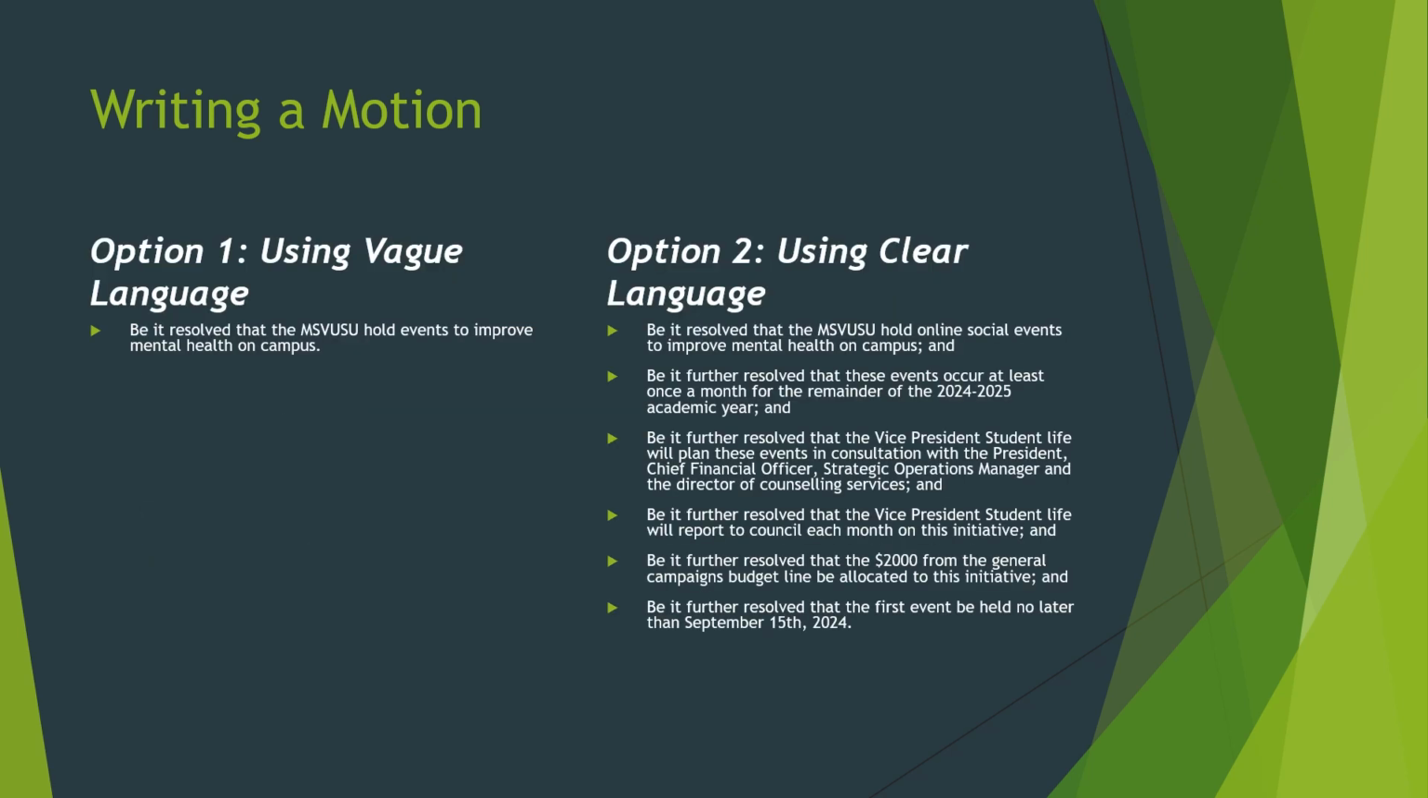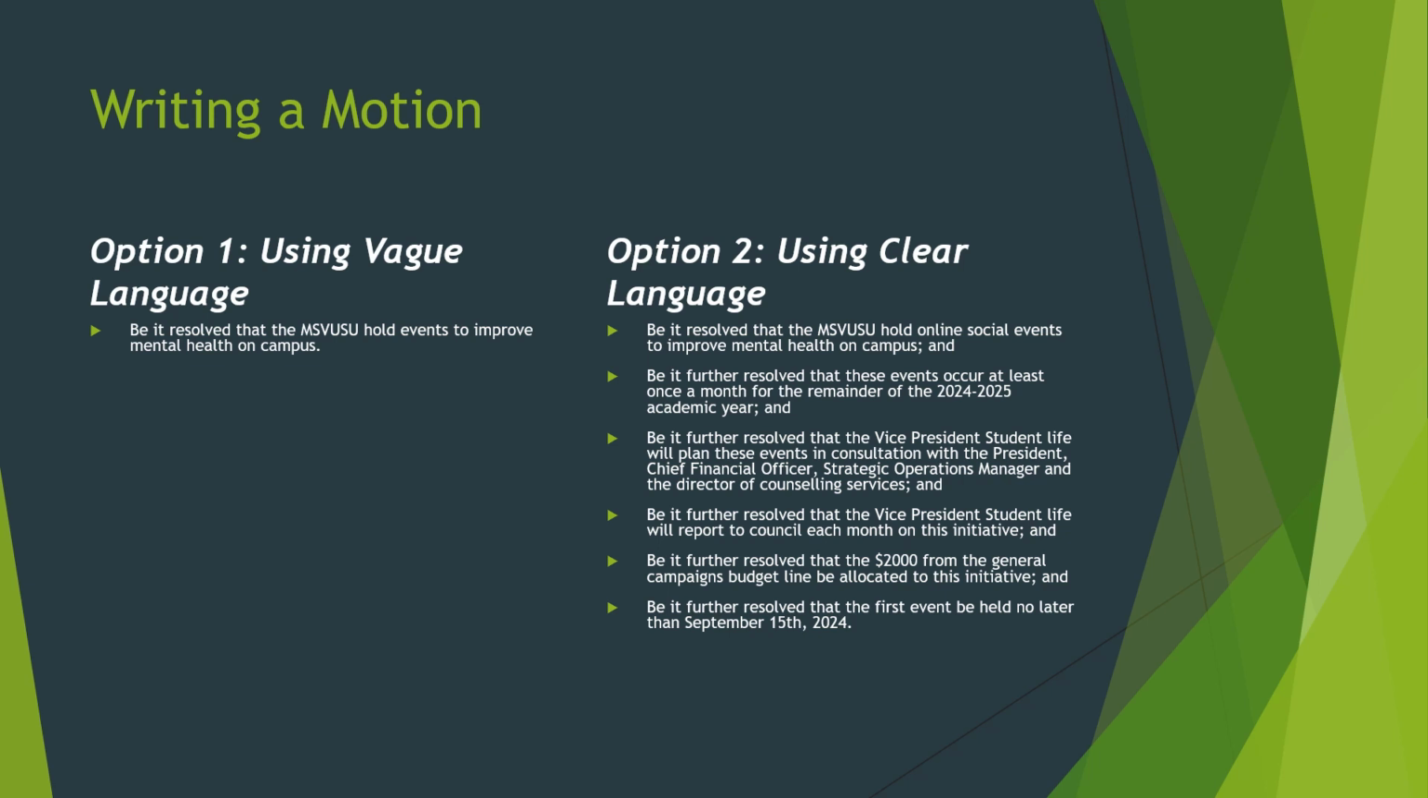There are a few options for the type of language you can use when you're writing a motion. In option 1, you could be using vague language. For example, be it resolved that the MSVU-SU hold events to improve mental health on campus. That's very simple, it's very open-ended. That could be taken in a lot of different directions.